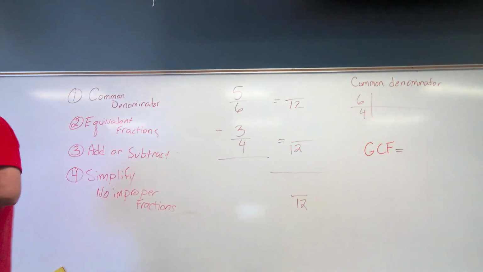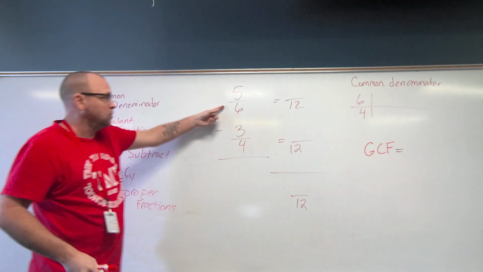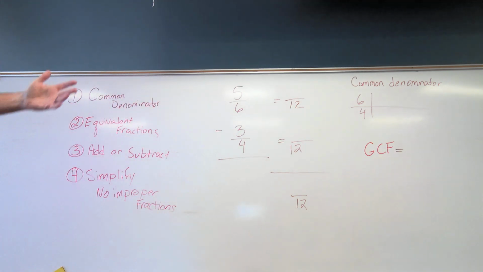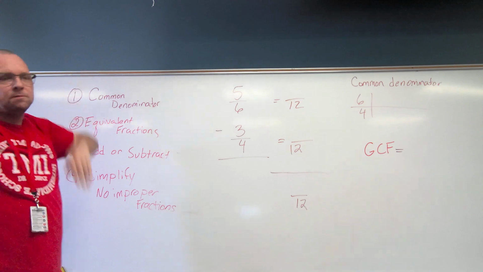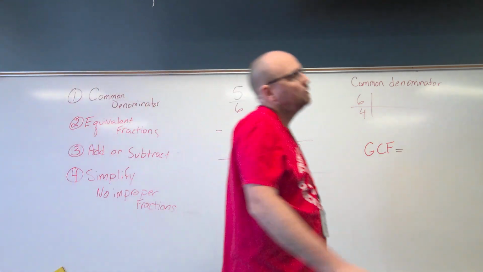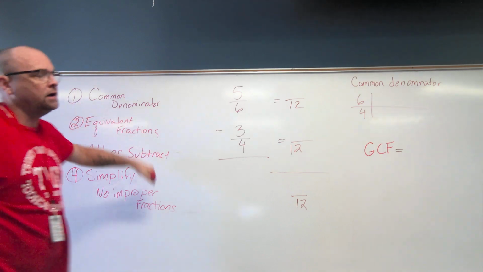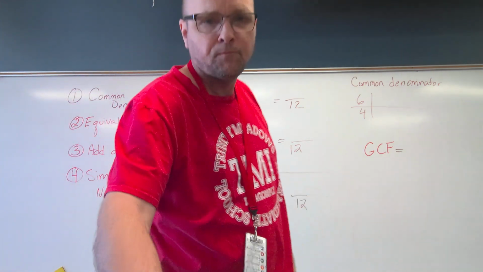All right. 24 is a common denominator. If I just multiplied 6 times 4, I'd get 24. That'd be a common denominator. But the bigger your common denominator is, the more you have to simplify. Just saying. So we've done step 1 here. Now we have to make equivalent fractions with this.